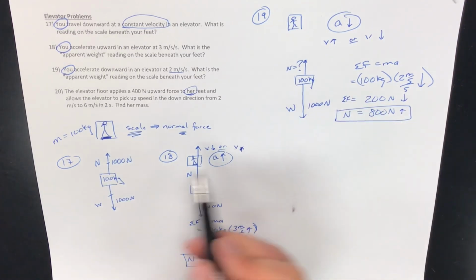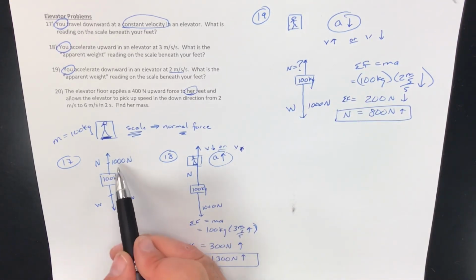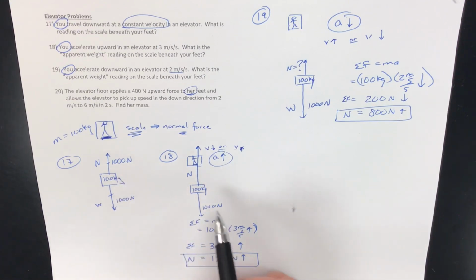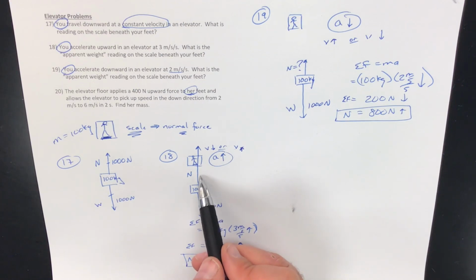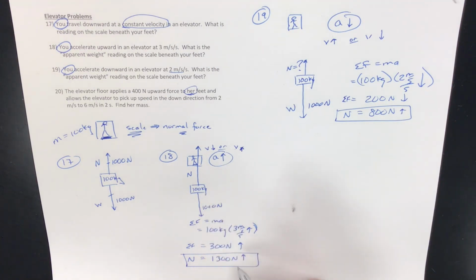Now you see the pattern? If there is zero acceleration, the weight is the same size as the normal force. And if you think about it, you're like, all right, so this one's going to accelerate upward. Normal force is bigger. By how much? By 3/10 of a g, 3 meters per second every second. 13 times 100 gives you 1,300.